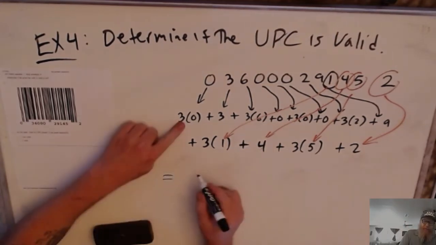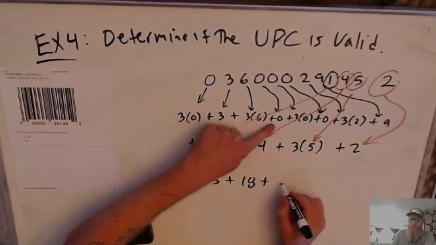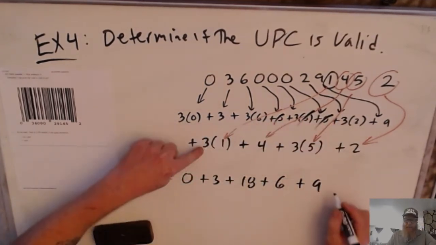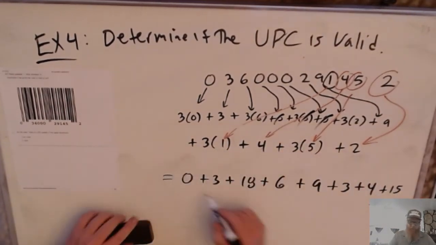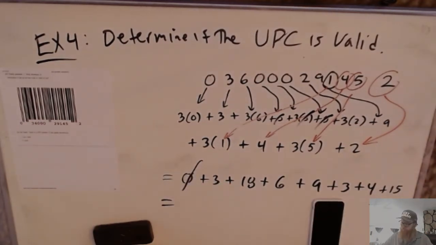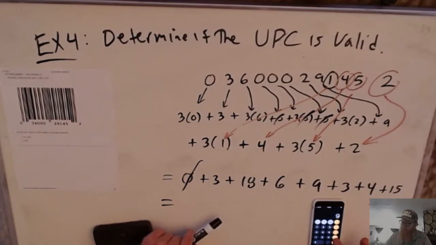All right, so I got 3 times 0. That's 0 plus 3 plus 18 plus 0, 0, 0 plus 6 plus 9 plus 3 plus 4 plus 15 plus 2. I don't need that first 0 either. Strike that out. So I've got 3 plus 18 plus 6 plus 9 plus 3 plus 4 plus 15 plus 2.